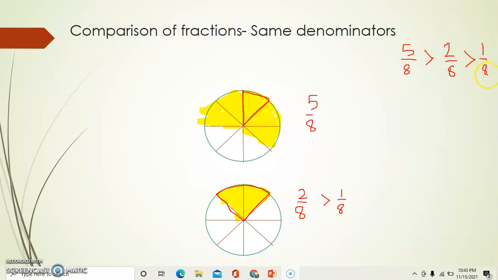Given the denominators are the same. If the denominators are the same, bigger the numerator, bigger the fraction. Smaller the numerator, smaller the fraction. Okay. So I hope this is clear. Comparison of fractions with same denominators.